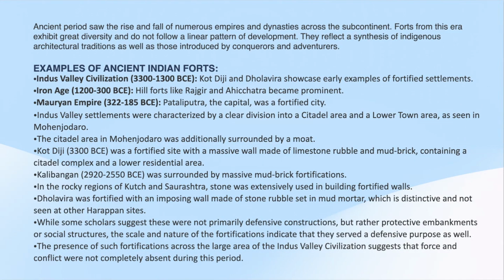Valley civilization, which speaks about the citadel being a very primary source of evidence when it comes to excavation of the major cities of the civilization. The citadel area of Mohenjo-daro was surrounded by a moat. Kot Diji was a fortified site. Kalibangan was surrounded by fortifications, and we also have Dholavira, which was surrounded by fortifications.